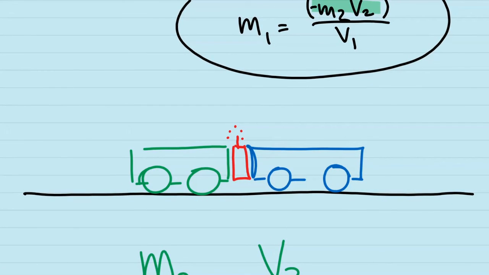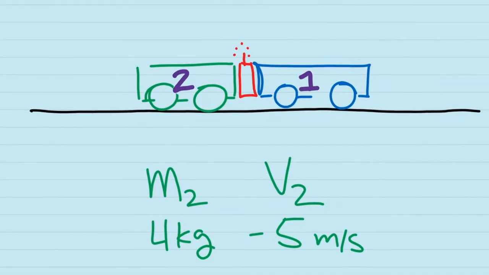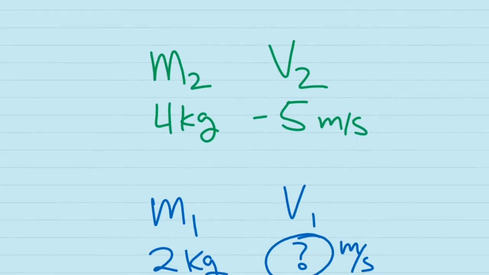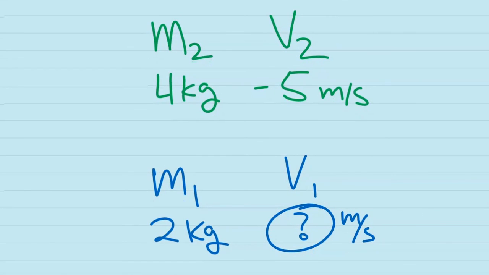So let's look at a practice problem here. We have cart 2, this green cart, which is going to be cart 2 because it's going to go backwards, and this will be cart 1 because it's going to go forwards. So for mass 2, it's 4 kilograms, and our velocity is going to be minus 5 meters per second. And then for mass 1, that cart is going to be 2 kilograms. So we want to know how fast is that going, okay?